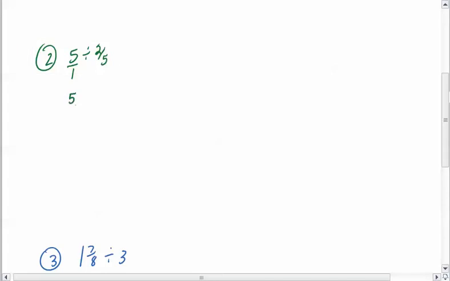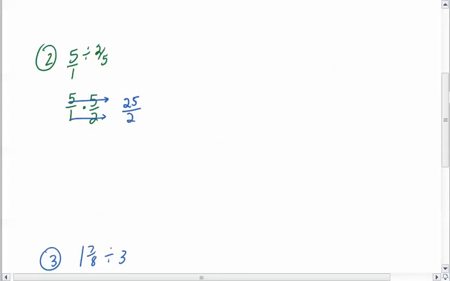So now I'm going to rewrite this, but remember, dividing by means to invert and multiply. Now on this one, I don't have any numerators and denominators that have a common factor, and so I'm finished. There's a 2. Okay, so we're going to go ahead and multiply across, and this is 25, and this is a 2.